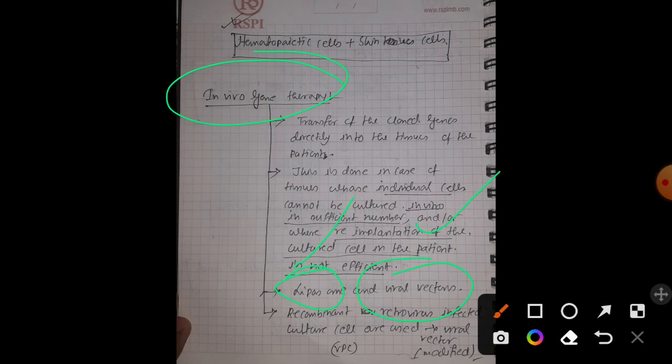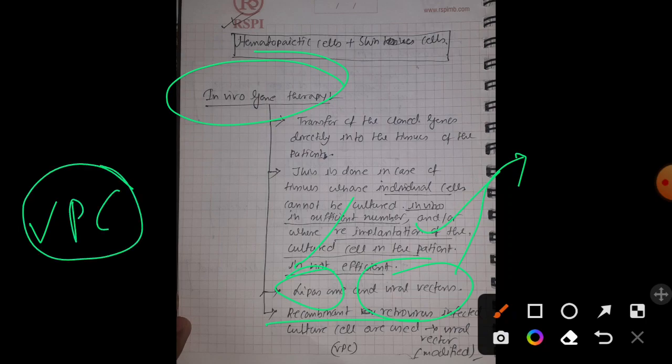Remember, when we are using viral vectors, we are also using along with that a special type of cultured cell that is already infected with a recombinant retrovirus. This kind of cell is known as VPC, meaning vector producing cells. These vector producing cells will help to transfer the gene of interest to the disease cell.